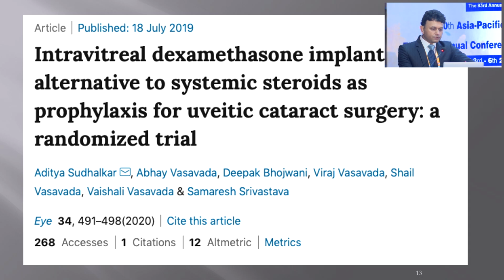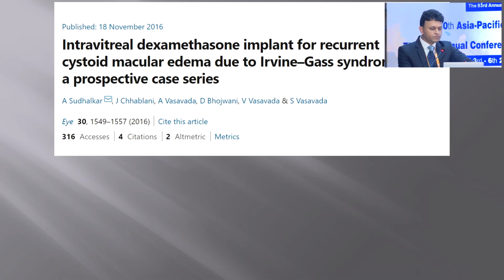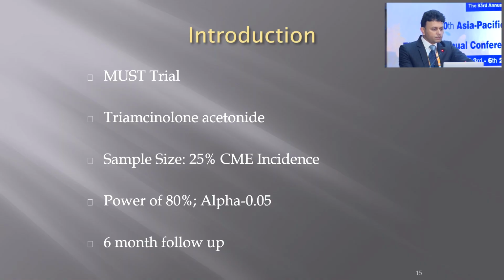I would like to cite our own study and discuss in some detail the entire proceedings. Here are a couple of articles related to uveitic cataract or post-cataract complications such as the Irvine-Gass syndrome, or what is popularly known as pseudophakic CME. We have the MUST trial, which validated the use of local steroids, specifically the intravitreal dexamethasone implant, for management of intermediate and posterior uveitis, and to some extent even anterior uveitis. A cheaper alternative is triamcinolone.